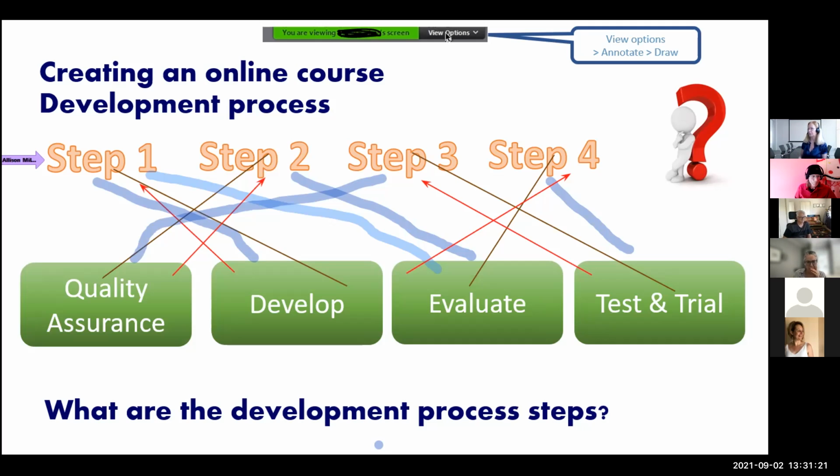Excellent. Please let me know if you've got any issues with draw. I think we've got most people's interpretations there. All right, so there are 4 stages. The first stage is, yes, you have to develop it. Then I would do some quality assurance internally. I usually do the design and get somebody else to develop it, so I usually do the quality assurance when it comes back. Then we do some testing and trialing, and then we evaluate what we've got from that test and trial.